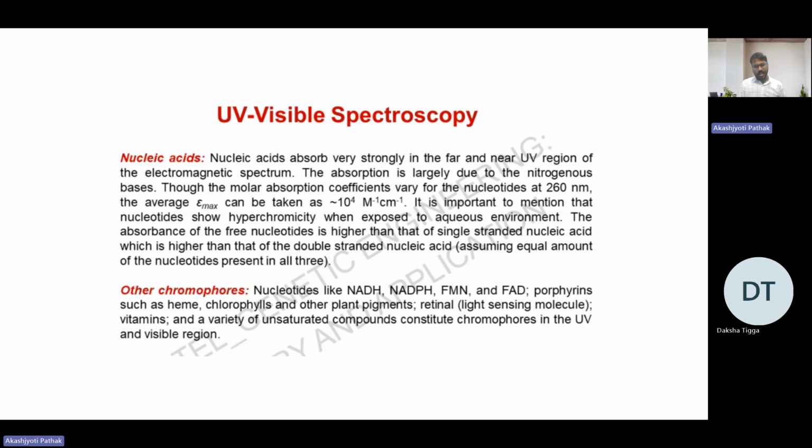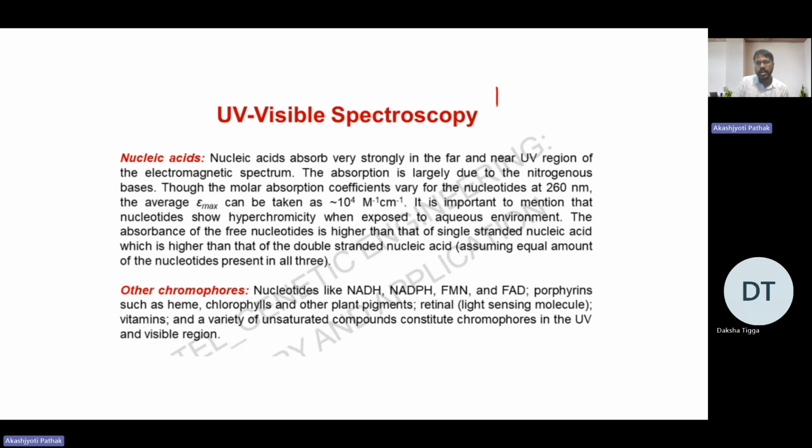Now, nucleic acids have nitrogenous bases, purines and pyrimidines, and these nitrogenous bases also absorb. So nucleic acids absorb very strongly in the far and near UV regions of the electromagnetic spectrum. The absorption is largely due to the nitrogenous bases. The molar absorption coefficient varies for the nucleotides at 260 nanometer. The average epsilon max can be taken as 10 to the power 4 per molar per centimeter.